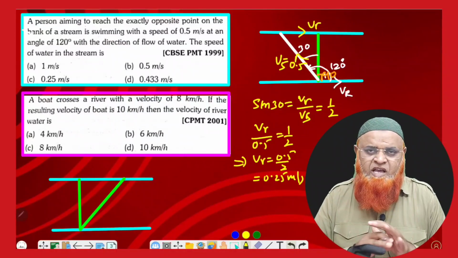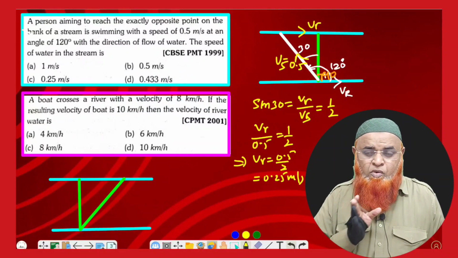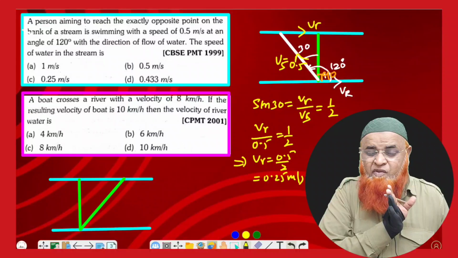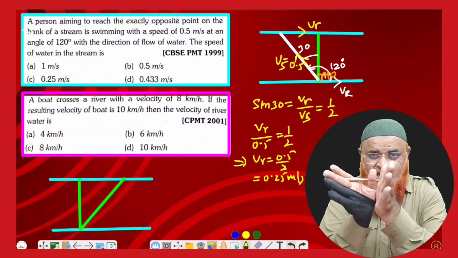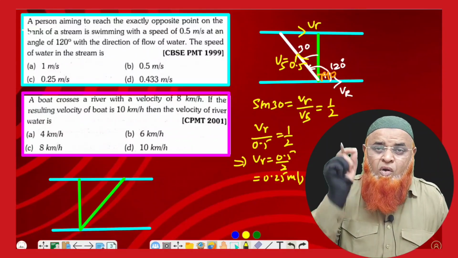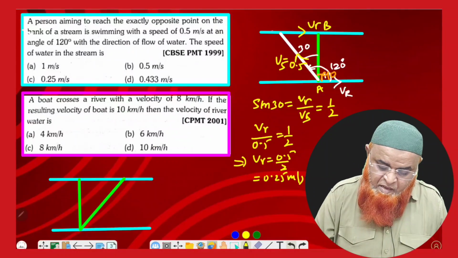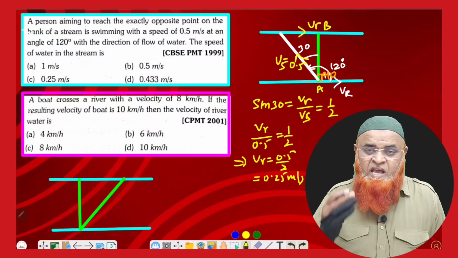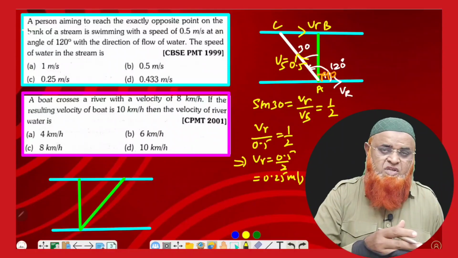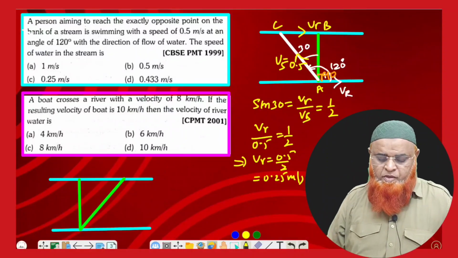Okay, so the first problem has been completed successfully, because whenever a man is going to move in this direction, but the river is flowing in this direction, when he tries to cross at 30 degrees with the vertical, then the river will take him exactly to the opposite end. He is able to cross the river in the shortest possible path. So he will reach from A to B, whereas he aims to go to C. His aim is to go to C, but he will reach B because the river will carry him along with it. Okay, so hope you have understood this one.